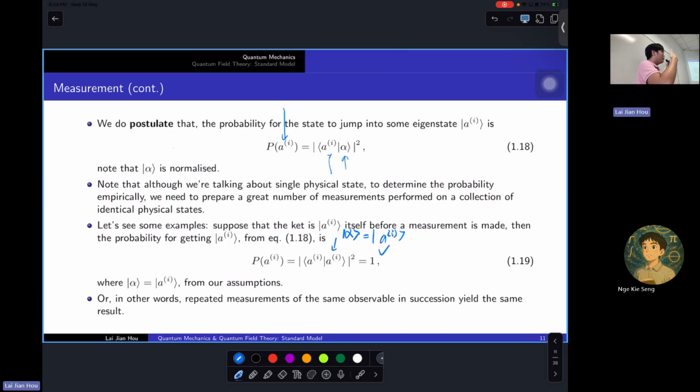In other words, when we do repeated measurements on the same physical state, let's say we have a physical state alpha, we do the measurement A, and we get A_i. If we do another measurement A again, we take the inner product between the physical state after measurement and the state we want to measure. So successive repeated measurements on the same state will give us the same result.